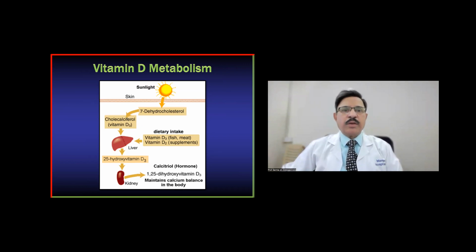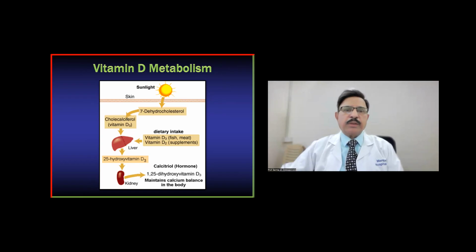7-dehydrocholesterol, by the action of sunlight, is converted into an inactive form called cholecalciferol, or vitamin D3. Vitamin D3 is not active by itself. So it has to also come from dietary intake of vitamin D3 and also supplemental vitamin D2 if you give in the form of capsules. You can give fish, meat, milk or other rich sources of vitamin D3. Then what will happen?